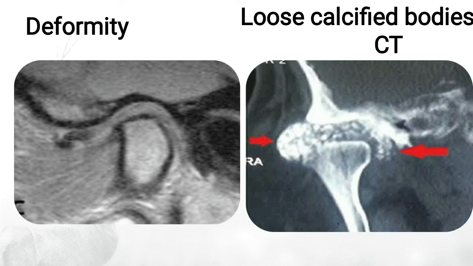Another example of disc deformity: on the left side, the biconcave shape or intermediate zone cannot be identified, and on the right side, loose calcified bodies. By the way, it's a CT, not MRI, if you have noticed. Loose calcified bodies are detected in the joint space. On the right side, these bodies are calcified cartilage bodies embedded in the synovial fluid in a case called synovial chondromatosis.